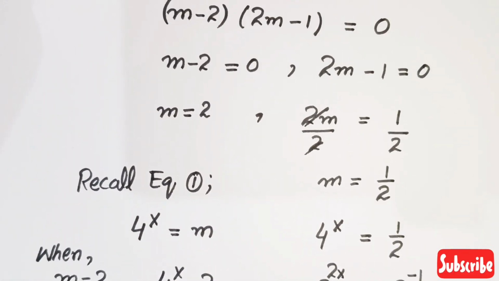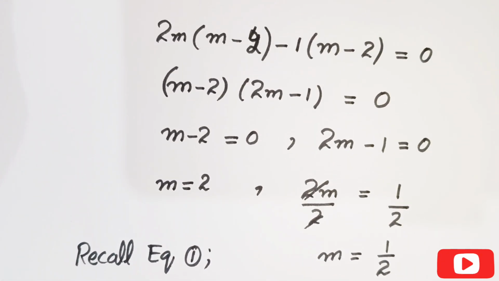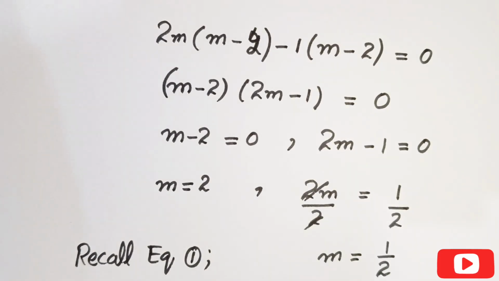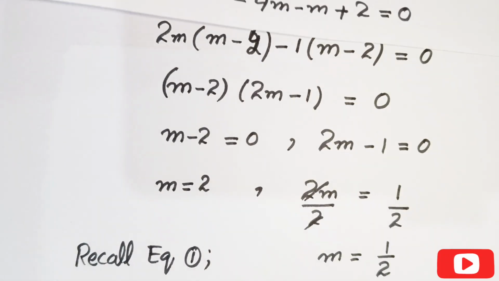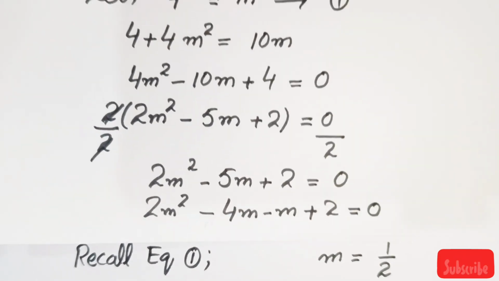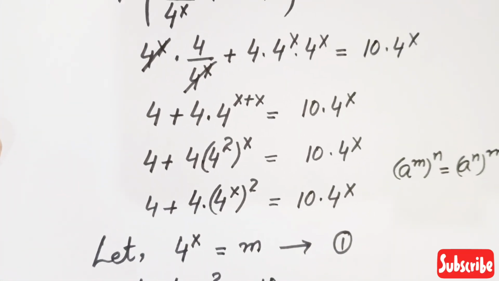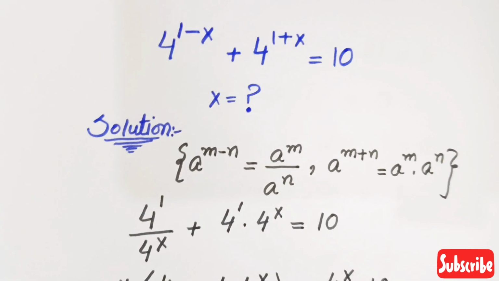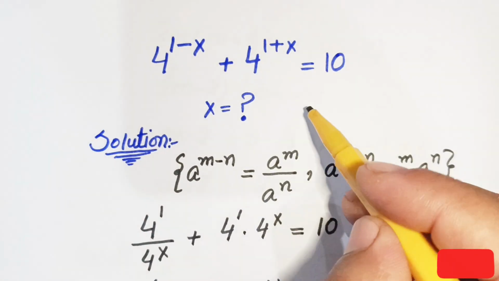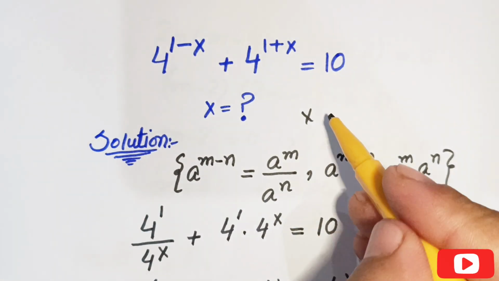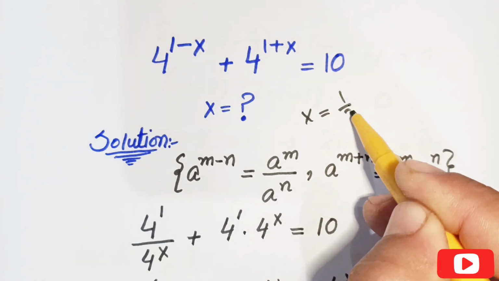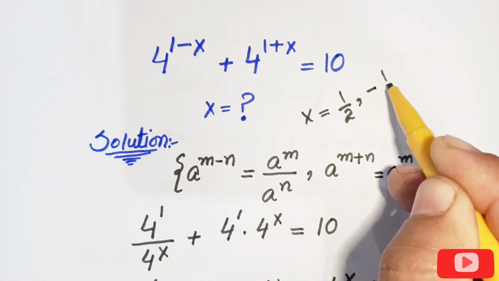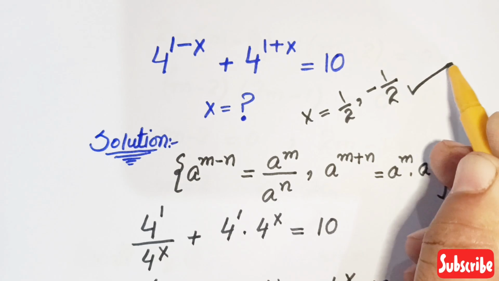Now we are checking our entire solution step by step. So here we get our final answer, that we have two values of x. The first one is x is equal to 1 over 2, plus 1 over 2 and minus 1 over 2. So it is our final answer.